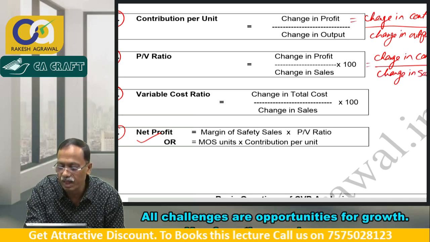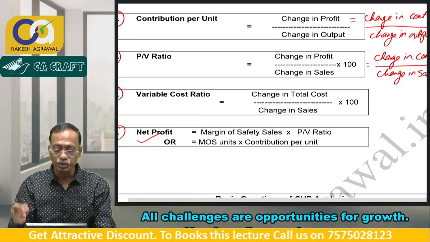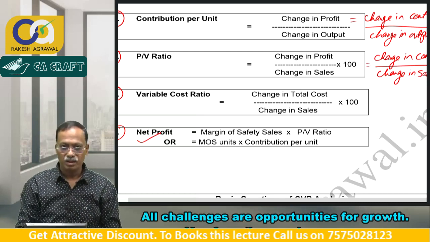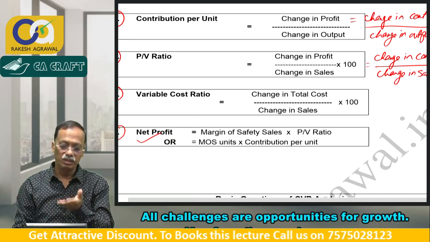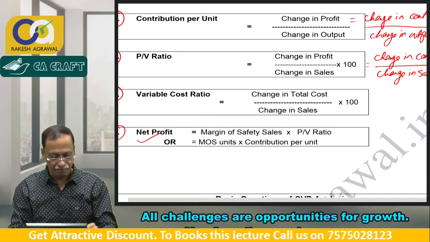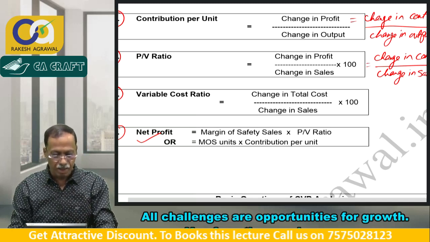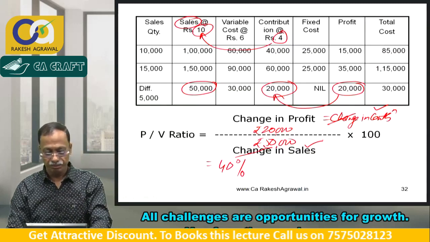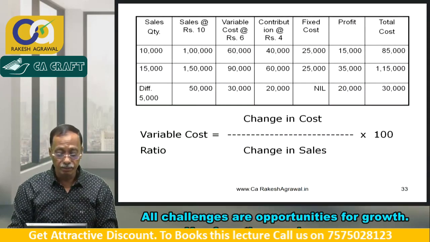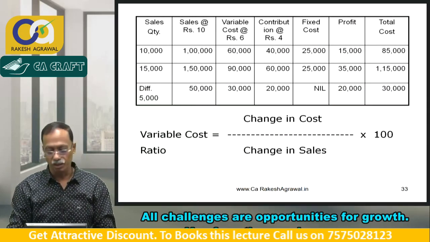When I say output it is in units, and sales means rupees, right? So you will see the formula, delete the word change and you will find contribution upon sales into 100 is the PV ratio formula. Okay. Now we go to the last one. Write down this variable cost ratio we are calculating now.